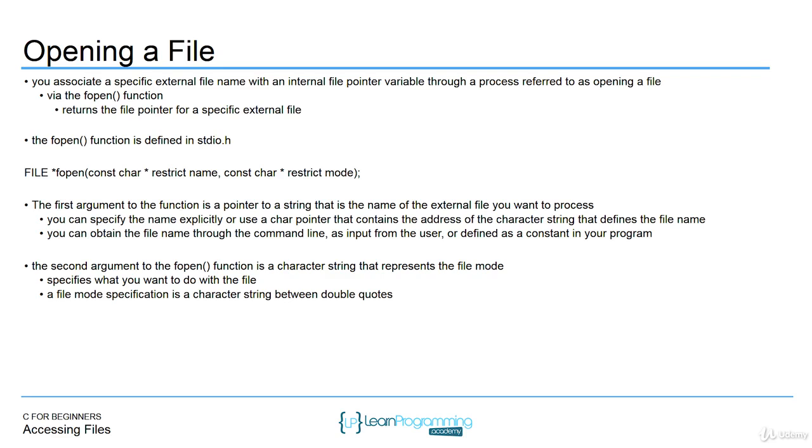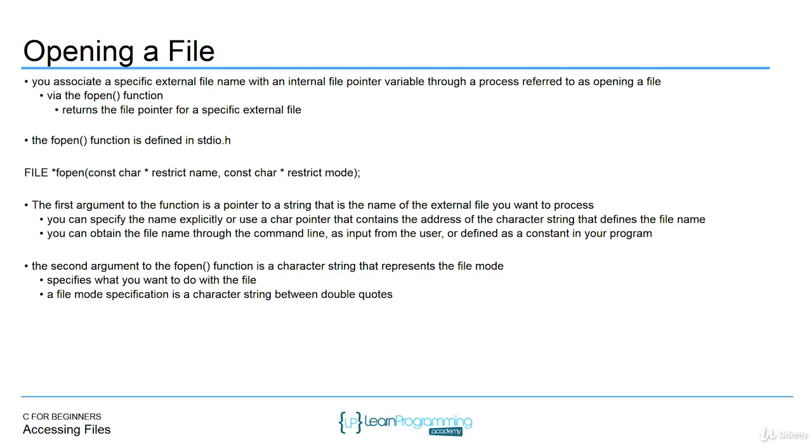You can specify the name explicitly or use a character pointer that contains the address of the character string. So all this is saying is you could create a character string and assign it a literal text and then pass in the string to the function, or you can put it inside the double quotes right inside the function call. You can obtain the file name through the command line as input from the user as well, or define it as a constant in your program.